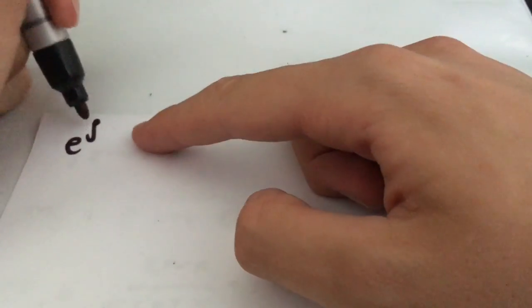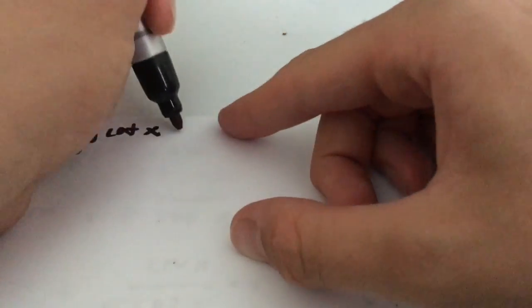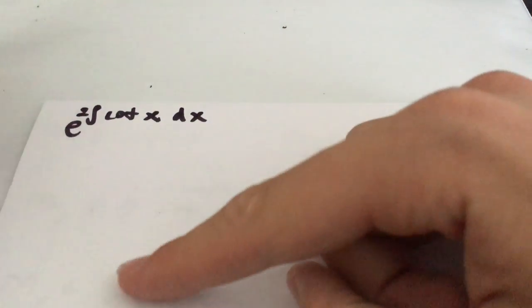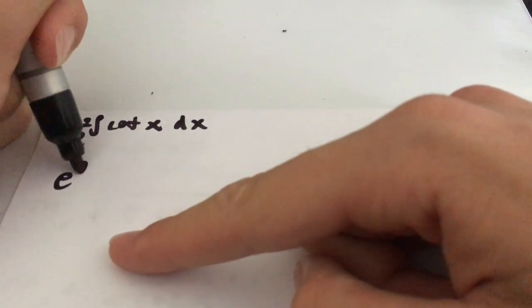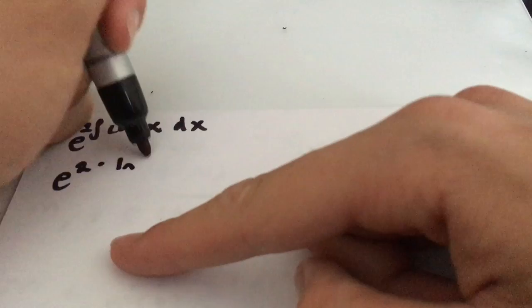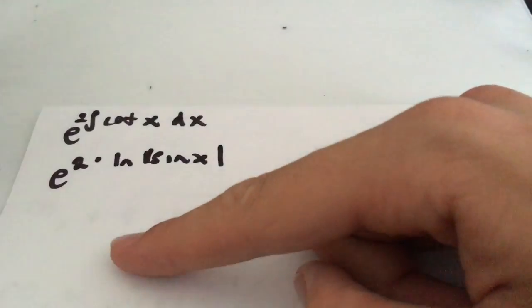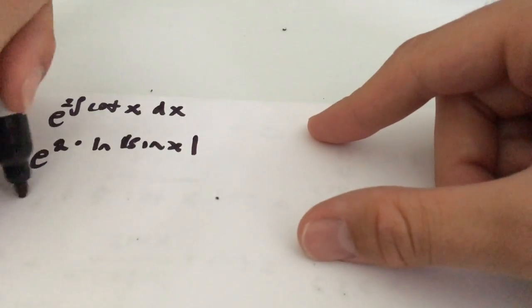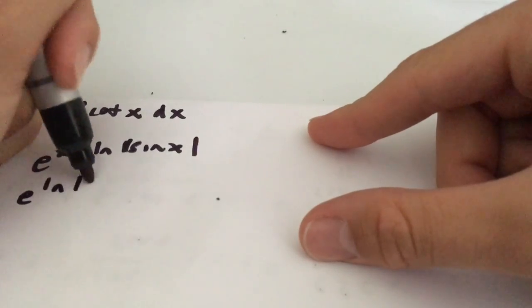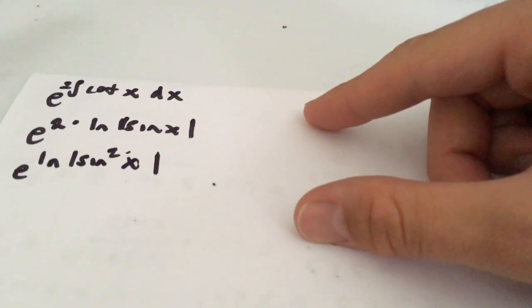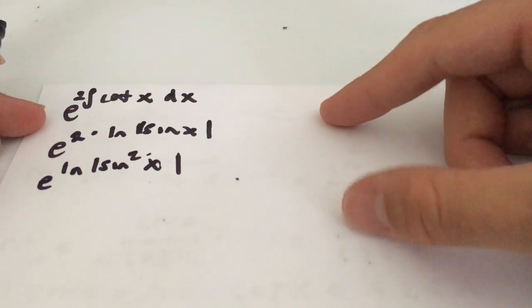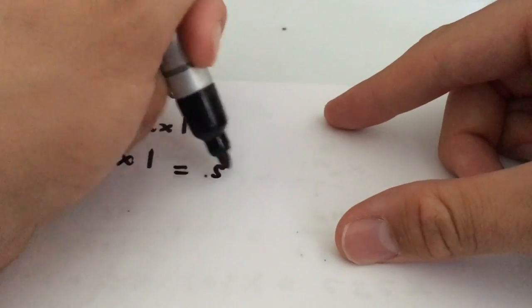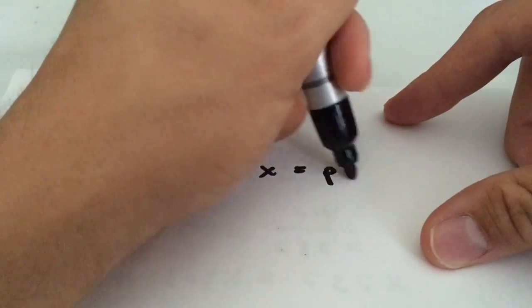Now, from here, e in the integral 2 cotangent x dx. To solve this integration, it is simply e raised to the 2 times natural log of sine of x in absolute values. And from here, we can rearrange it to be e raised to the natural log of sine squared x. And using the principles of e and natural log, this simply equals sine squared of x. And this equals p of x.